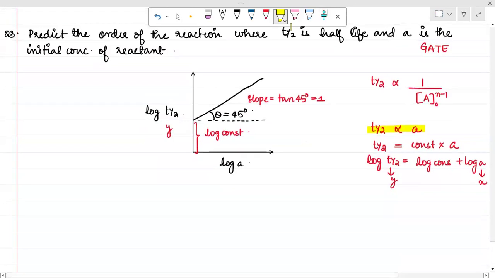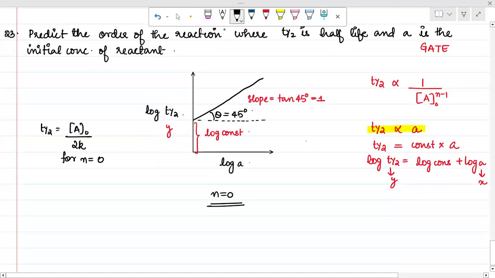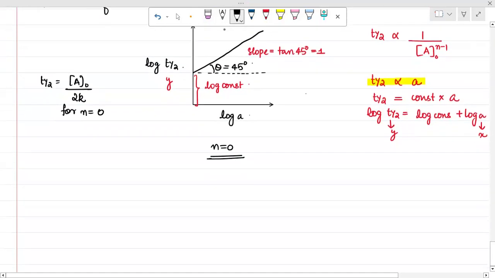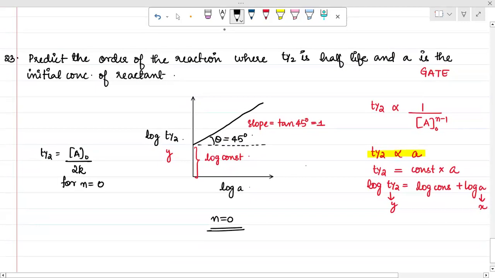We already did a question: T half is equal to concentration of the reactant divided by 2K when the order of the reaction is 0. So the answer is, it is a 0 order reaction. See, children, you have to know that T half is directly proportional to the initial concentration for a 0 order reaction. It is independent of concentration for a first order reaction. And it is inversely proportional for a second order reaction. So you can get graphs like this and questions can be asked.